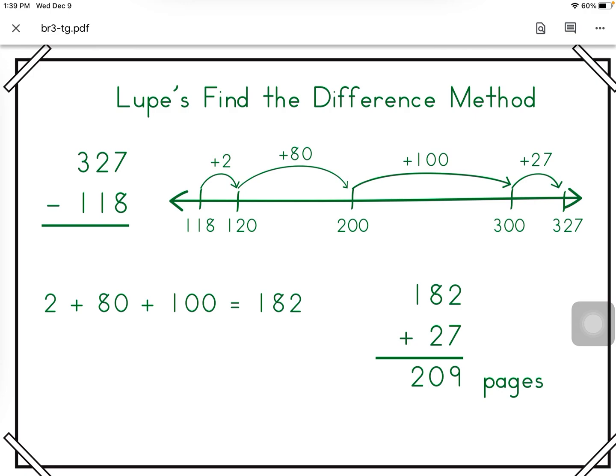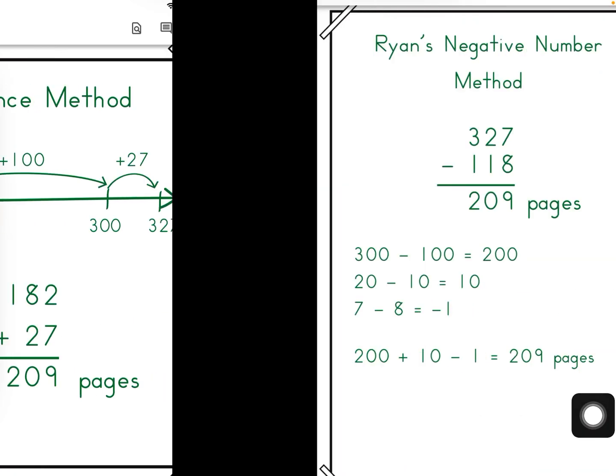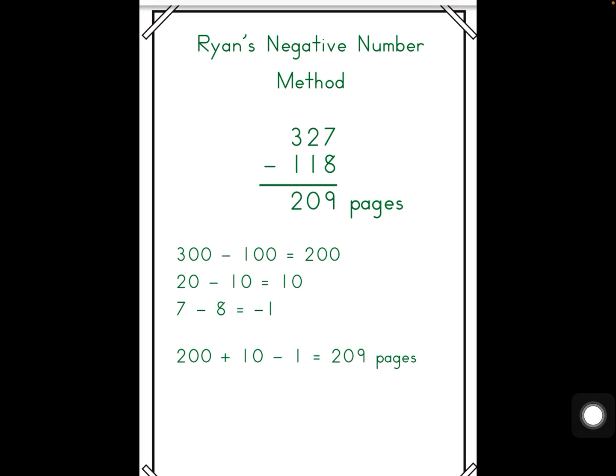Here's Lupe's find the difference method. Many students in my class love this method, where they take the lower number and try to get to the higher number and find the distance in between. So we add 2 to get to a friendly number, then 80, 100, and then add the rest, which gets Lupe to 209. Let's take a look at the next one. Here's Ryan's negative number method. Not a huge fan of this unless you understand what negative numbers are. What Ryan did was he took away the 300 and the 100, I'm sorry, to get to 200.